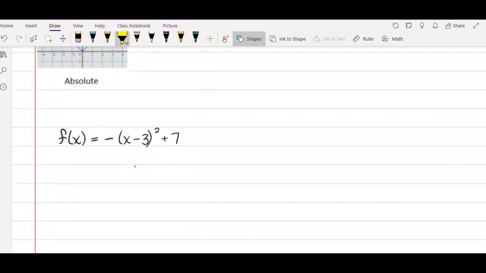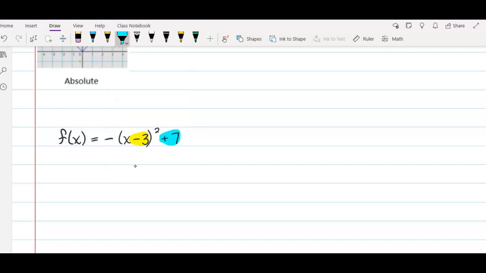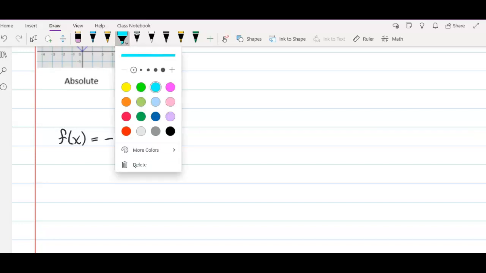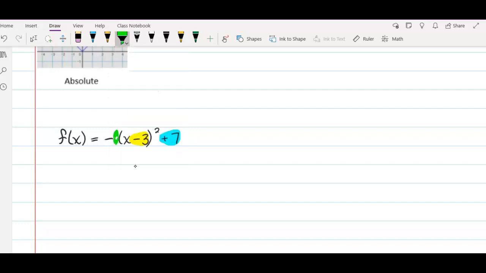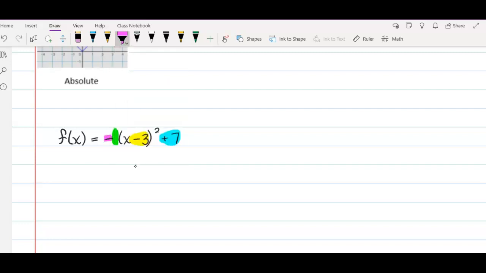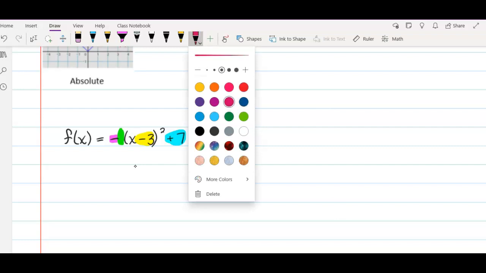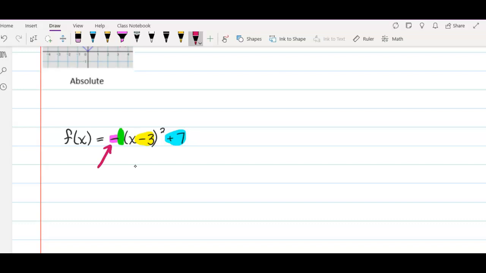Let's take a look at this. Yellow is my number right here. This is my h value. This is my k value. This is my a value. And this number right here tells me if it reflects or not. So we need to comment on all 4 of these, starting with the negative. The negative right here means that this function reflects over the x-axis.